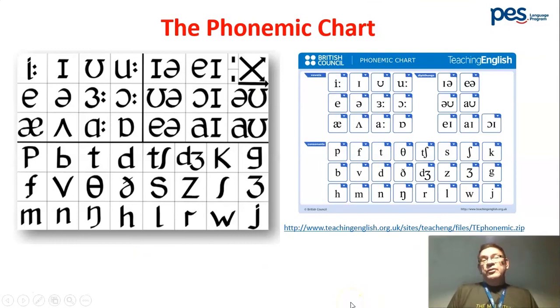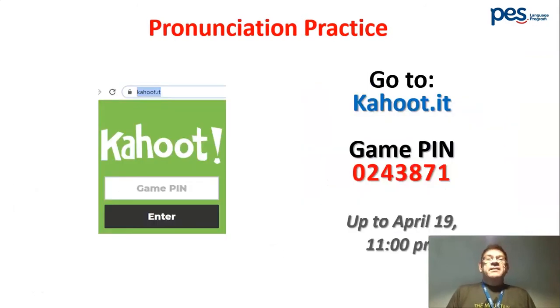And, as a good teacher, I want you to practice. Alright? So, we have this pronunciation practice. You're going to review most of what we've seen in these three sessions. And you're going to use Kahoot, which is a very nice app for you to use with your students. So just go to kahoot.it, and then they're going to ask you for a game pin. And our game pin is this one here. 0243871. So you key in that pin here, you click enter, and then you start playing.